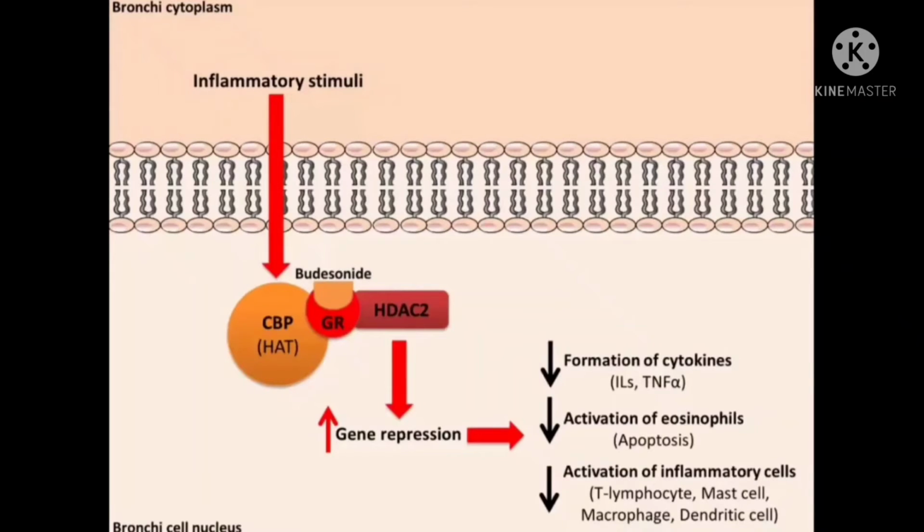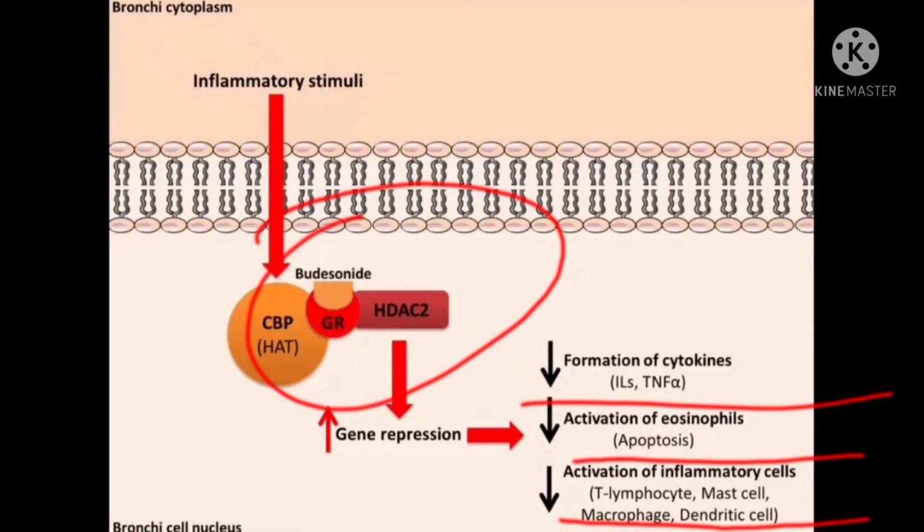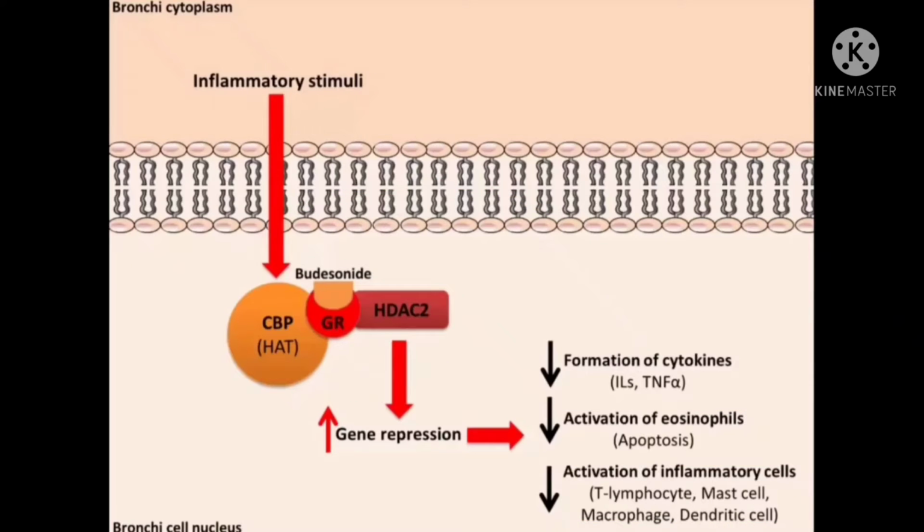It decreases the activation of eosinophils, which leads to apoptosis. So it also decreases the activation of inflammatory cells. Here you can see Budesonide is anti-inflammatory in action. It decreases the activation of T lymphocytes, mast cells, macrophages and dendritic cells.